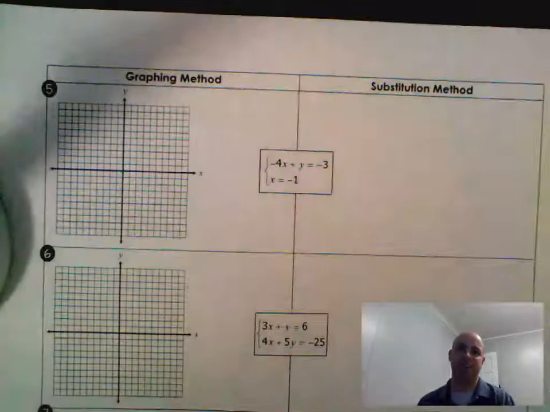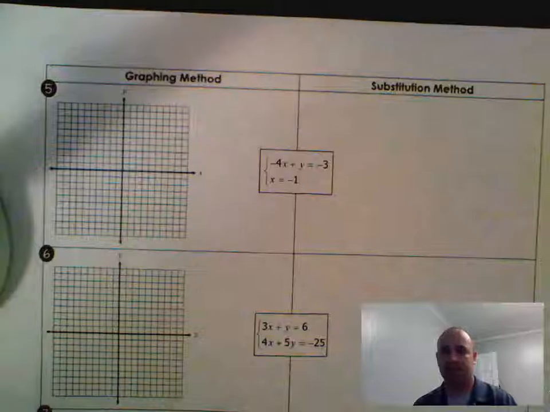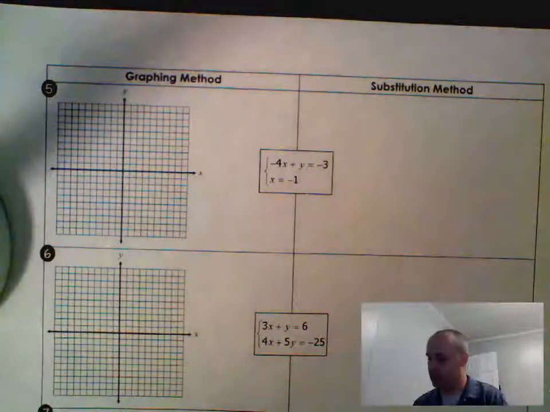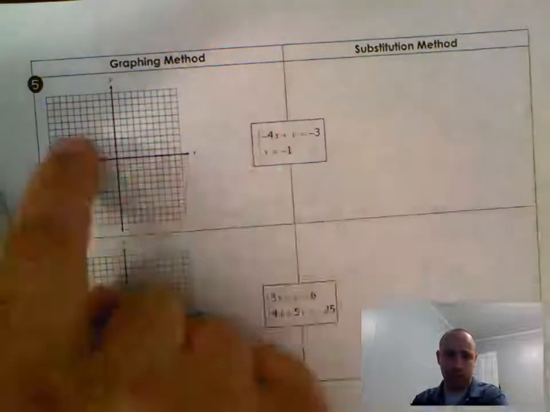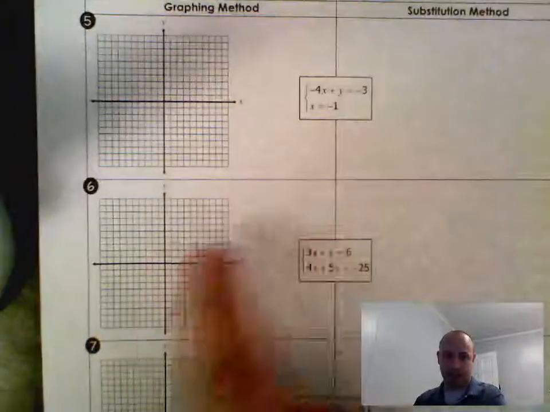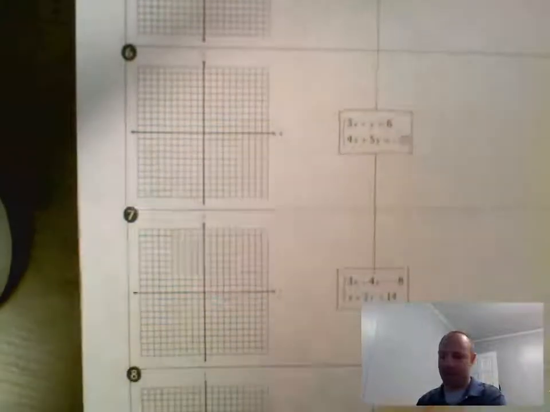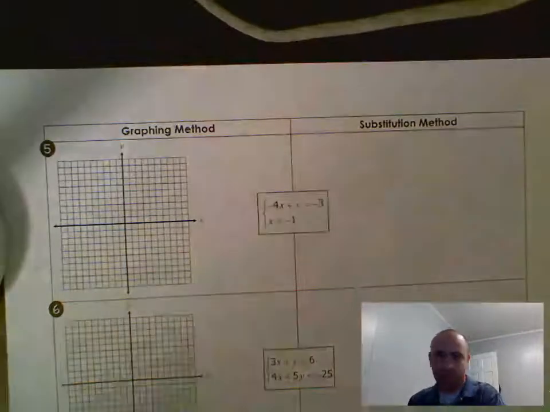This is Wednesday's lesson. It's a continuation, more practice on graphing and substitution methods. Okay, so your job today is going to be to do numbers 5 both ways, 6 both graphing and substitution, 7 and 8.